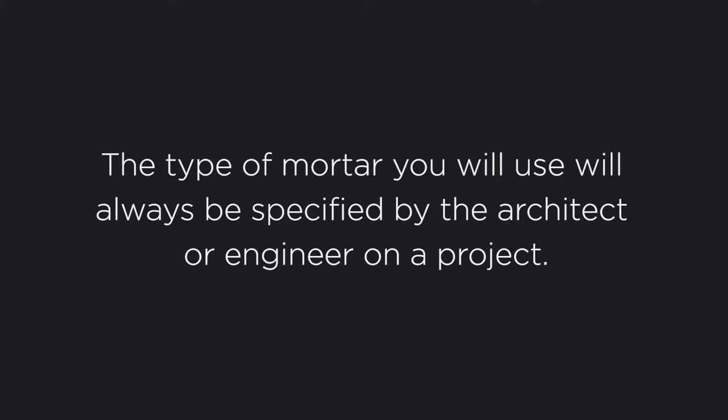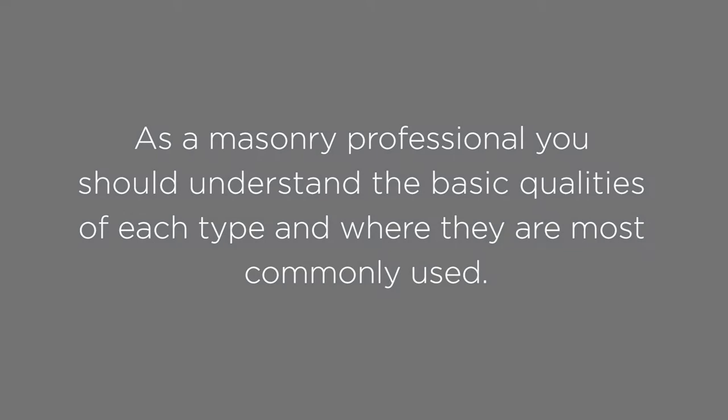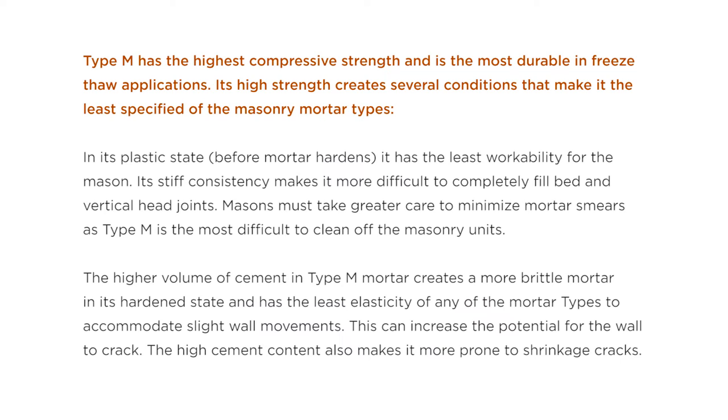The type of mortar you will use will always be specified by the architect or engineer on a project. Even though the mason will never be selecting the type of mortar, as a masonry professional, you should understand the basic qualities of each type and where they are most commonly used. Type M has the highest compressive strength and is the most durable in freeze-thaw applications. Its high strength creates several conditions that make it the least specified of the masonry mortar types.